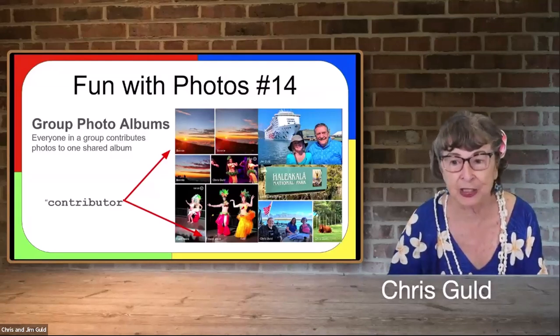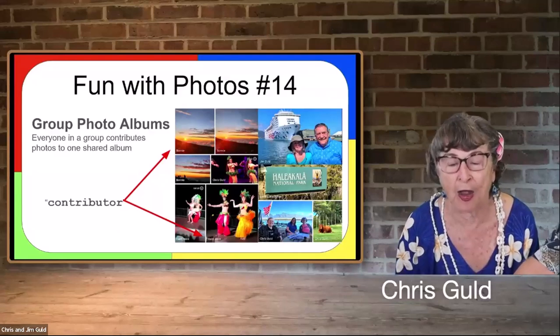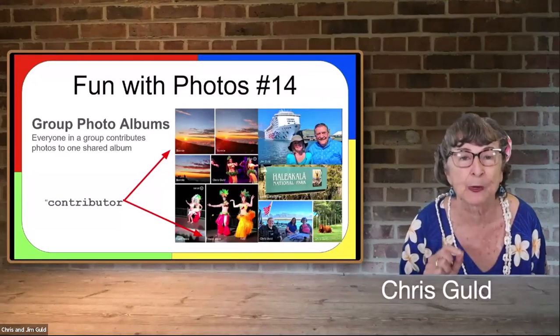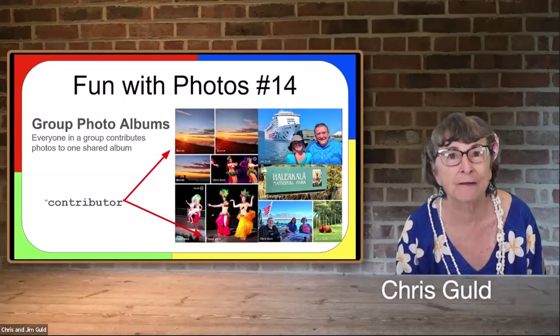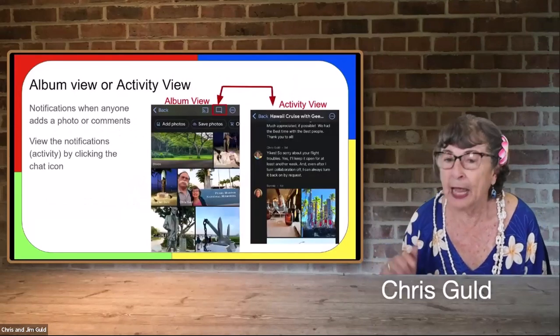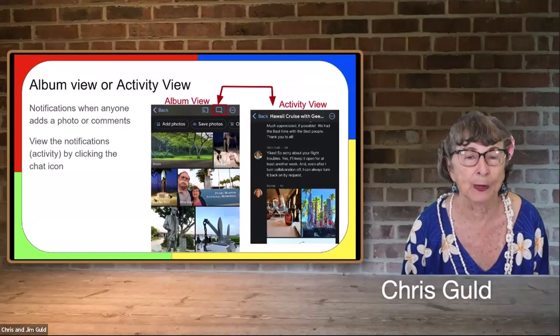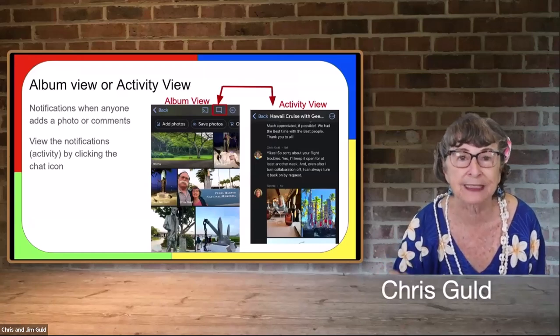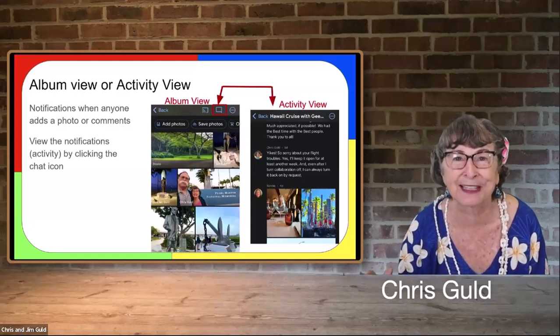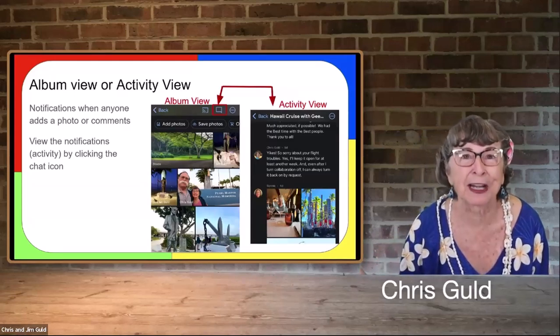In this image, you see that there are a bunch of photos and each one has a name in the lower left-hand corner. That's the person who contributed that photo to the album. You can look at a group album. Now, I'm using Google Photos here. This can be done with some other systems. I think Google Photos does it the best, and that's what I use.